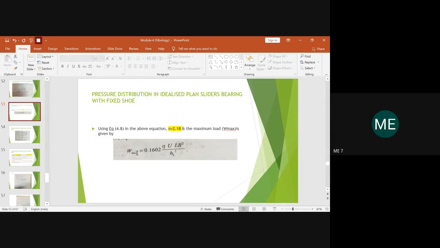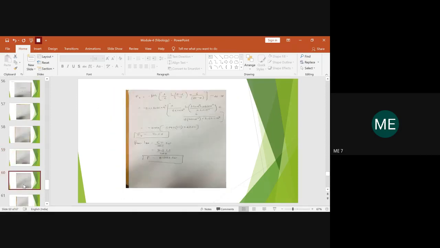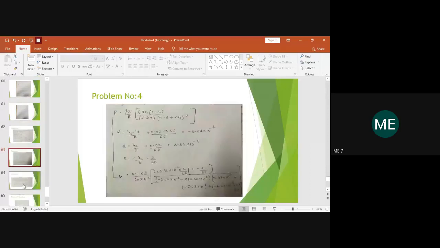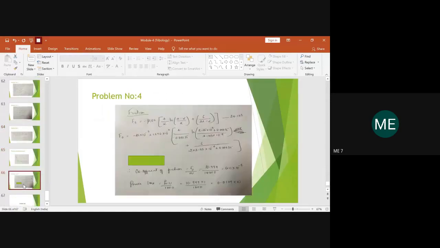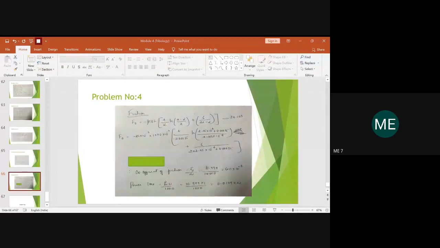You have the chance of getting a pressure distribution graph along with determining the W max value. But apart from that, if they ask you to derive the other common things that we usually derive, like frictional force, coefficient of friction and power loss, for that also you should be ready. So now I hope how to solve the problems, these aspects, are clear enough. Any doubts in solving the problems related to the pressure distribution as well as the other parameters like frictional force, coefficient of friction and power losses?